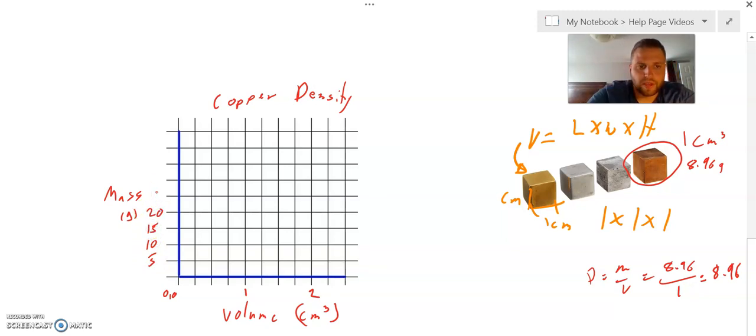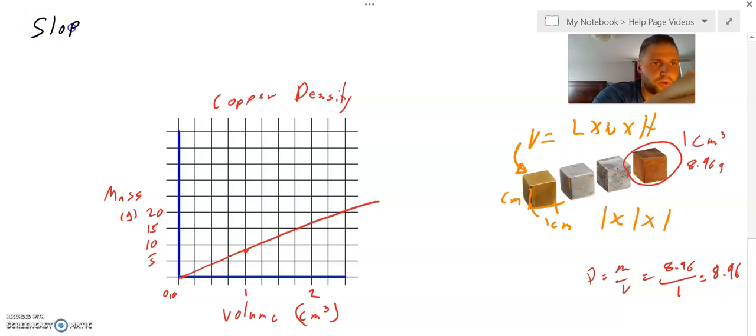And now all we have to do is graph this point. So here is our volume of 1. Let's find 8.96. It's going to be around here. And what you can do is start at the origin, connect the origin with the dot, and what you've done is you've come up with the density graph of the metal. And we can do this for any one of these metals given the volume and the mass of each if we had a balance.